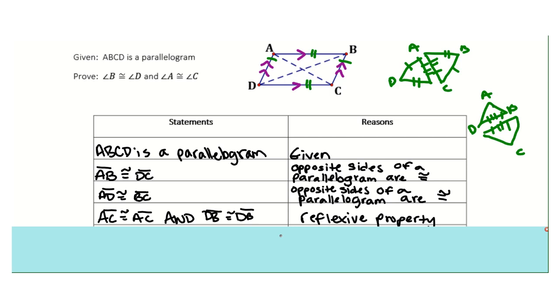AB has 2 and AD has 1. BC has 1 and DC has 2. So again, we have a side, and a side. So we've just proven that these two triangles are congruent by side, side, side, and these two triangles are congruent by side, side, side.